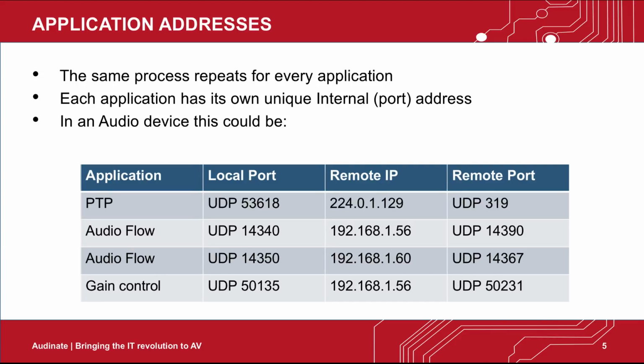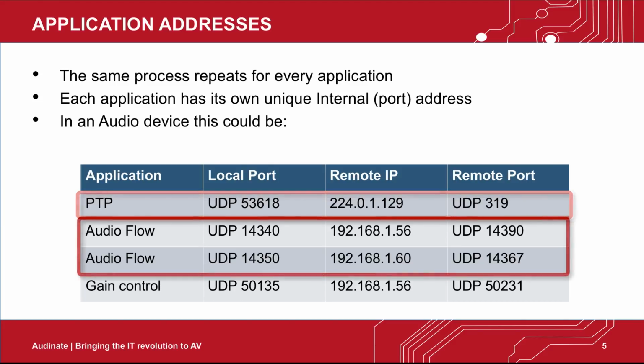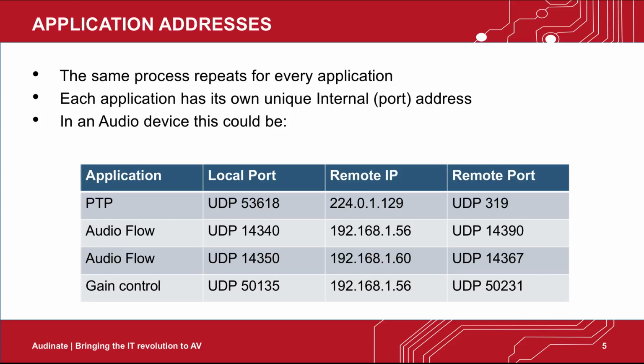Now, similar to how applications have addresses, in audio various applications have their own port addresses. Pay attention to this chart. In Dante, PTP clocking information uses UDP port 53618. AudioFlow uses 14340 and 14350. If you're wondering about what exactly goes on behind the scenes in Dante, picture the cat video example from earlier. It's a good functional example for you to remember the process that happens behind the scenes in a Dante network.